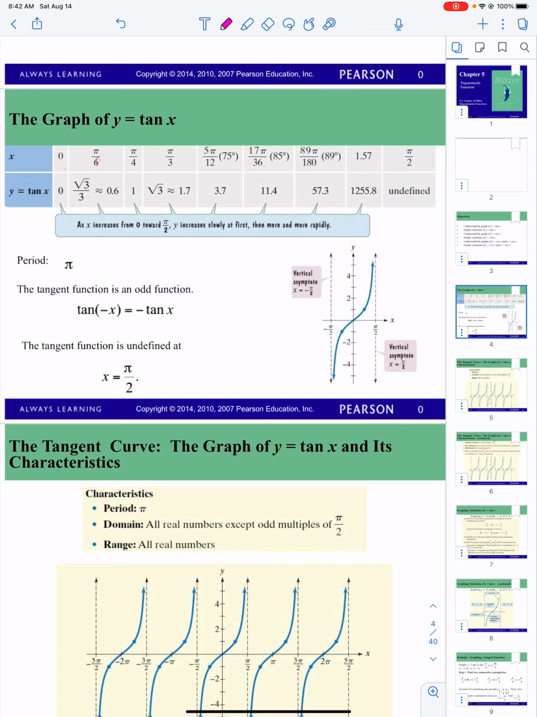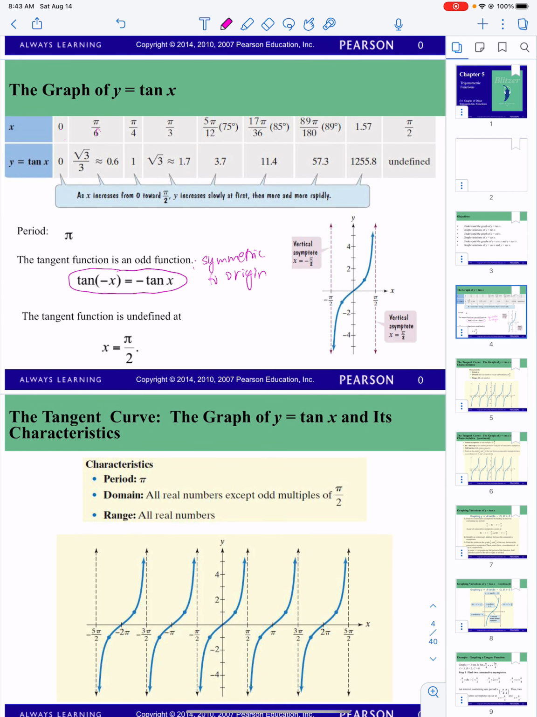But we also need to remind you that tangent of negative x equals negative tangent x, so it is an odd function. What odd means is symmetric to the origin. So this is why we only choose the special values from 0 to pi over 2, because from negative pi over 2 to 0, you can use symmetry to draw the graph. Okay, so after you plug in all these points, this is from 0 to pi over 2.